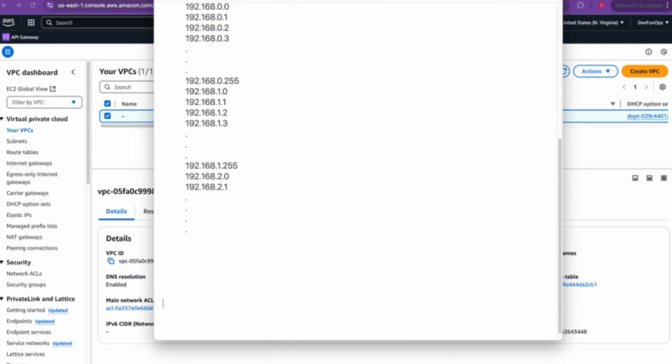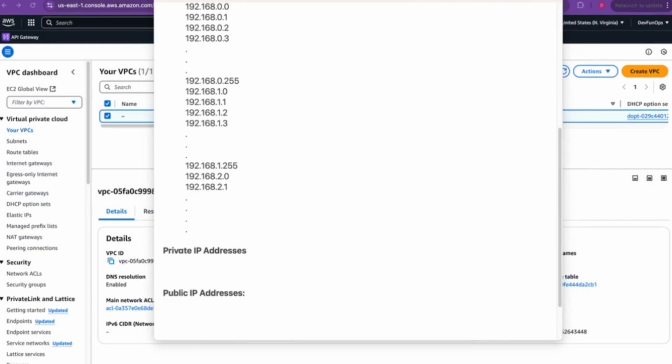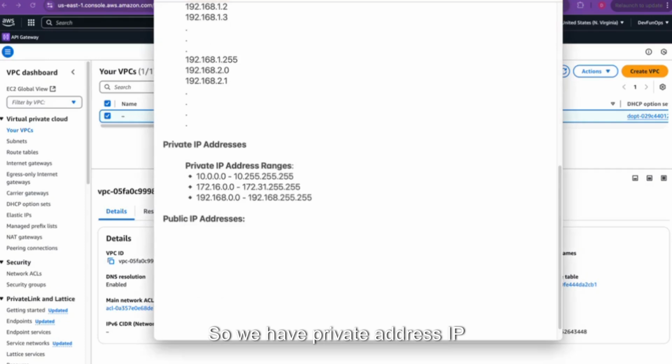Next, we will see what are private IP addresses and public IP addresses. Private IP addresses are reserved for use within private networks. They are reserved only for private networks, and they are not routable over the internet. They can be used within a private network only. We have private IP address ranges which are reserved for use within the private network.